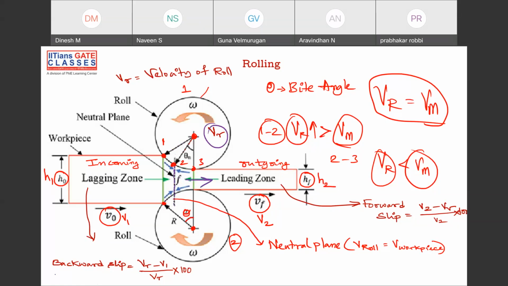So what I'm saying is that initially the roller is having more velocity than V1. At the exit point, V2, the velocity of the workpiece, is more than the velocity of the roller. In the sense, the roller will be having less velocity than the exit velocity. Are you getting this point? Yes or no? Please tell me.